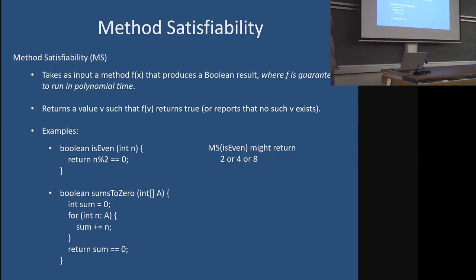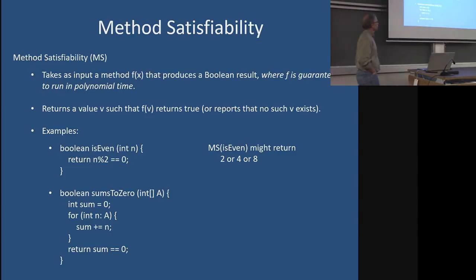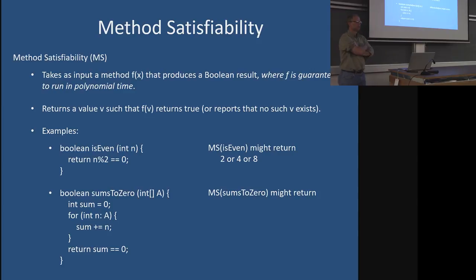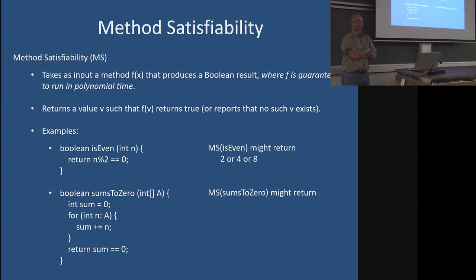Okay, what about that there? Here is a predicate. Predicate's just a word for a method that returns Boolean. You give it an array, and it tells you whether or not the array sums up to 0. So what happens if you feed that method to MS? An array of just 0? It could return an array containing 0. What else could it return? An empty array, sure. Negative 1 and 1, yeah, lots of solutions.